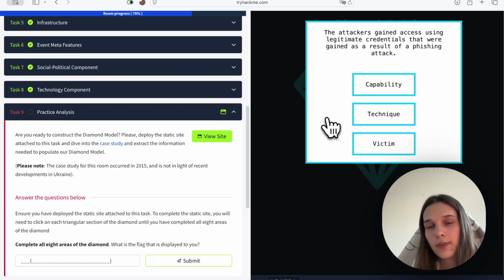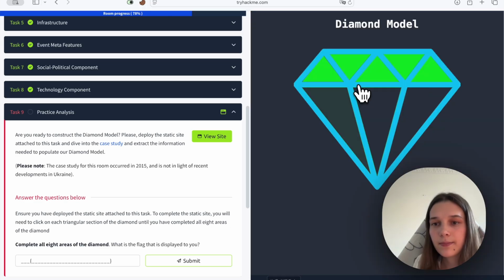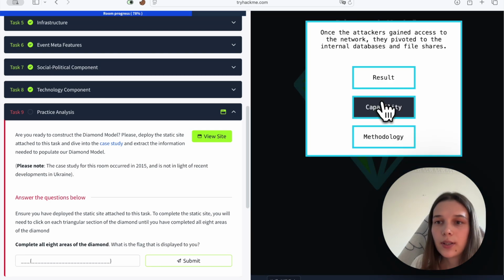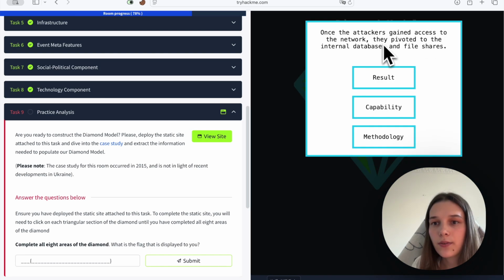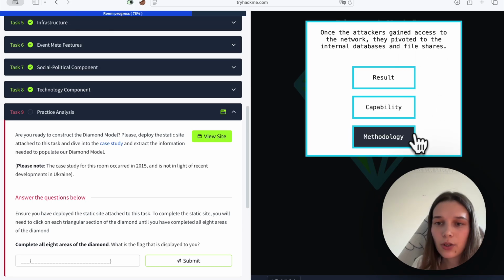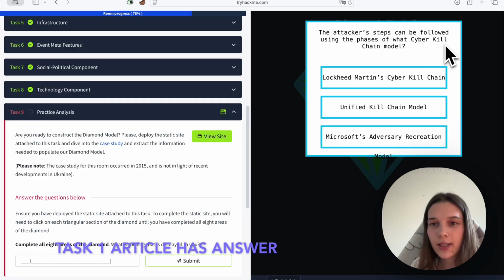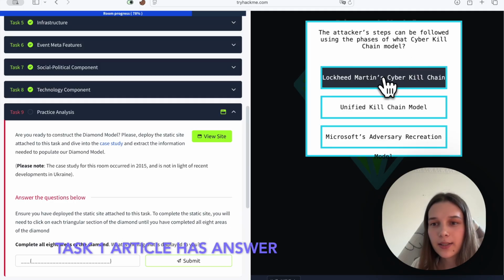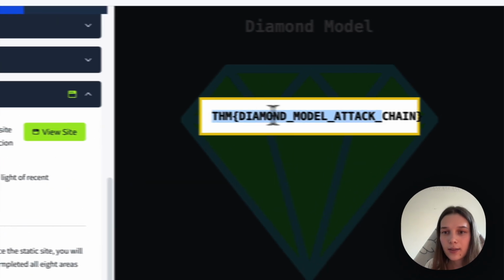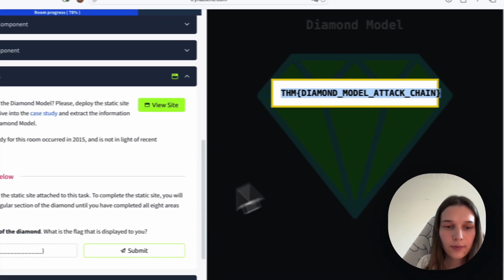Now we have that the attacker gained access using legitimate credentials, gained as a result of the phishing attack. That's a capability. Once the attacker gained access to the network, they pivoted to the internal database and file sharing. That's methodology. And the attacker's steps can be followed using the Lockheed Martin cyber kill chain model. Use it. And here is our answer.